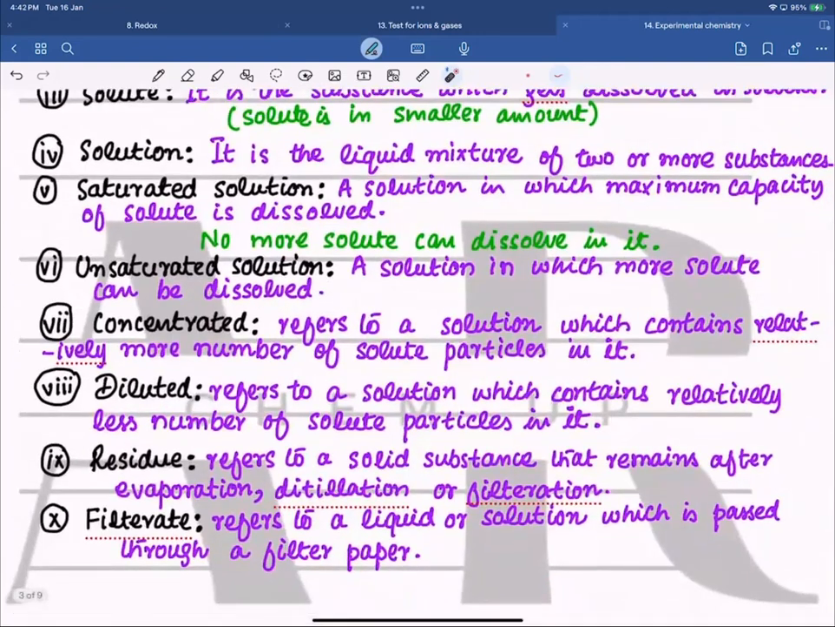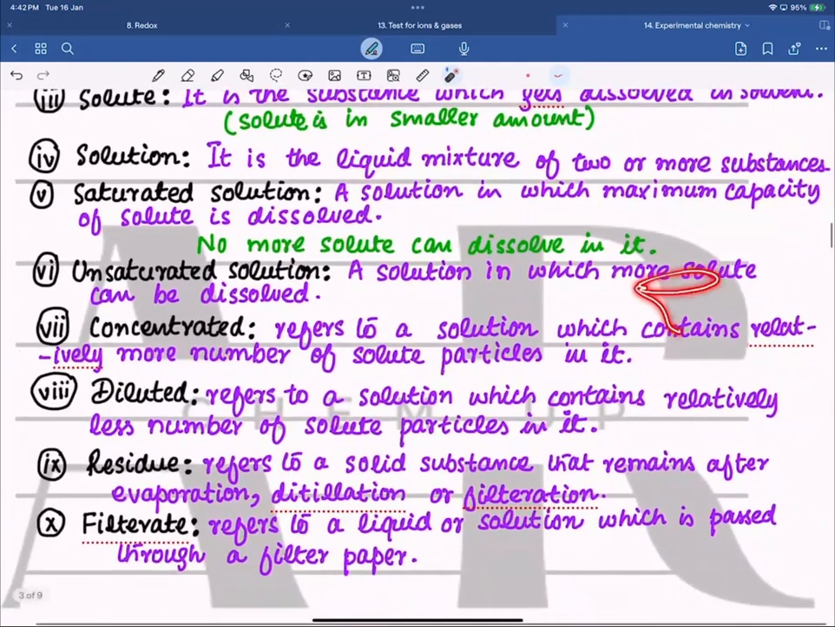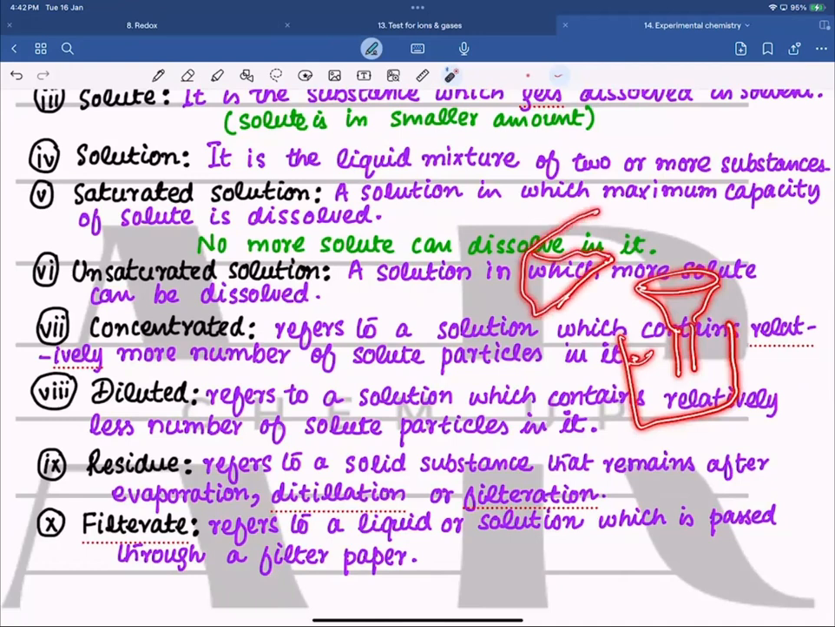Then we have two more terms. One is called residue and the other one is called filtrate. For example, we have one solution, and in that solution, we have some solid in it. So when we do the filtration, let's have a look. This is a funnel, and here I have a container, and from here I am adding a mixture of a liquid and solid. So after the filtration, what will happen? All the solution is collected over here, and the solid is collected in the filter paper over here.